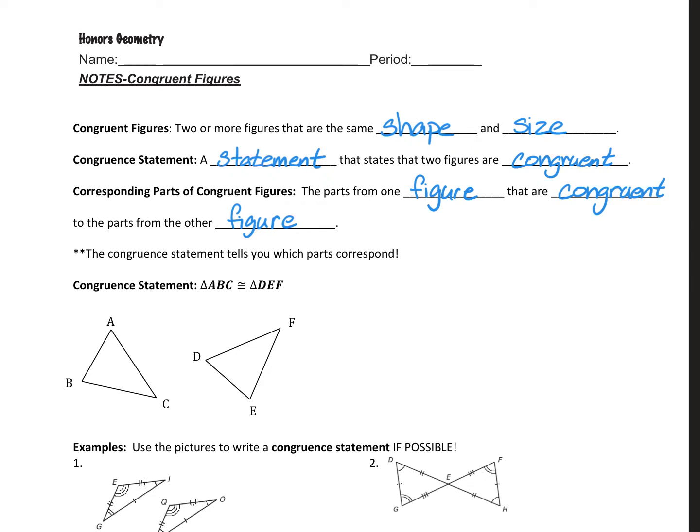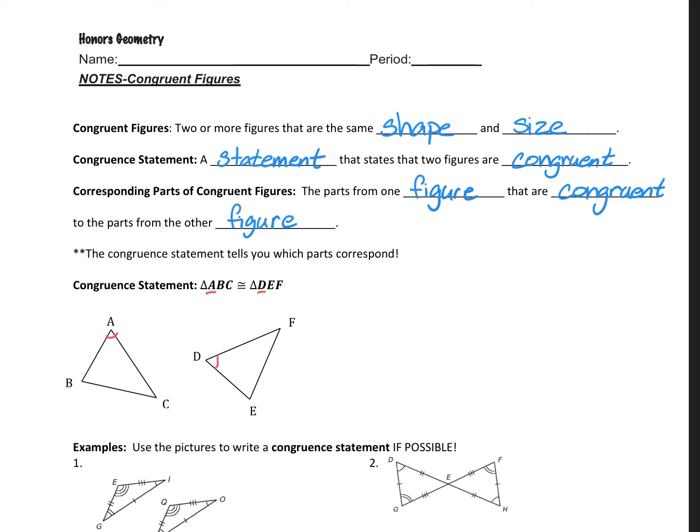We're told that these two triangles are congruent. It says triangle ABC, and we do need that triangle symbol in front of it so we know that we're not talking about an angle. So triangle ABC is congruent to triangle DEF. It's telling us which parts are congruent because they go in order and should match up. So A is congruent to D, and we're going to mark A to be congruent to D.